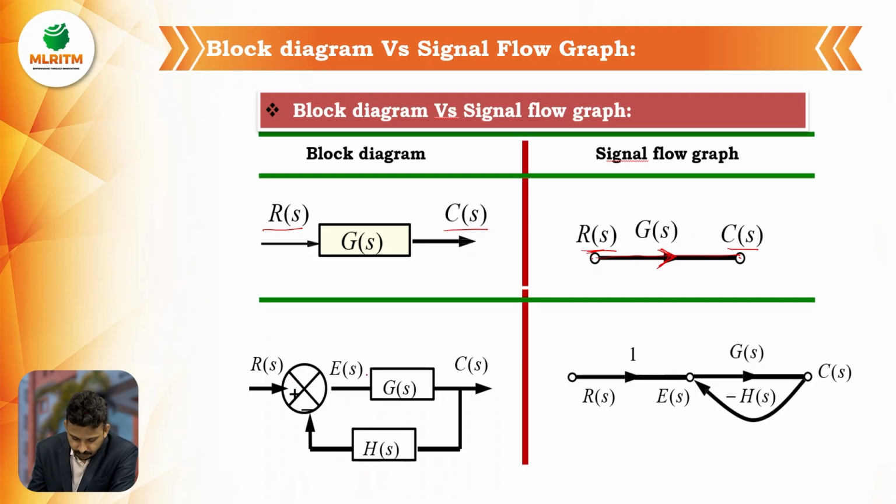And see another example. It is a feedback network. This is the input and this is the output. This is the forward path gain, and this is the feedback network, H of S. Now when the signal travels from input to output, the output may not be accurate. So to get the output accurate, we have to use a feedback network.